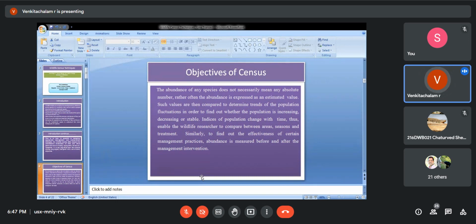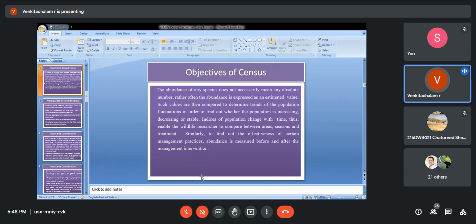So indices of population change with time thus enable the wildlife researcher to compare between areas, seasons, and treatment. And similarly, to find out the effectiveness of certain management practices, abundance is measured before and after the management intervention.